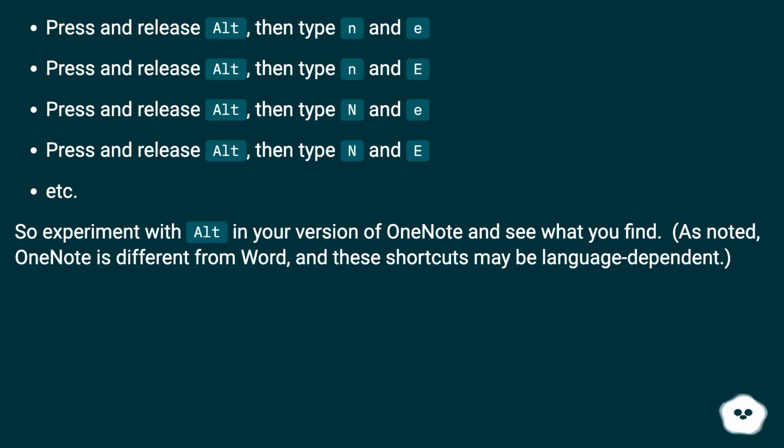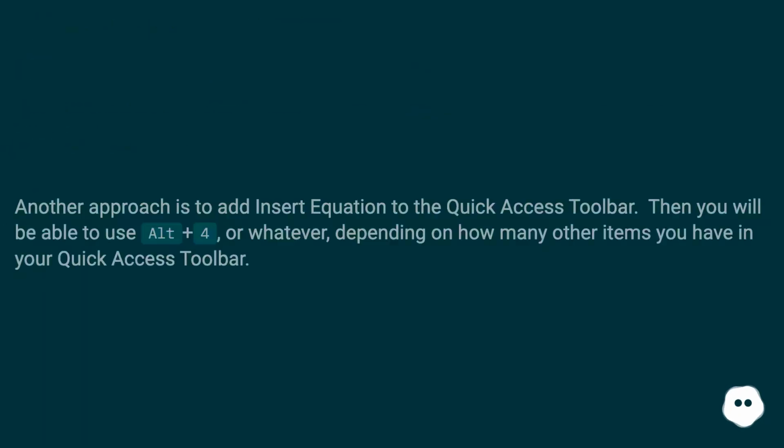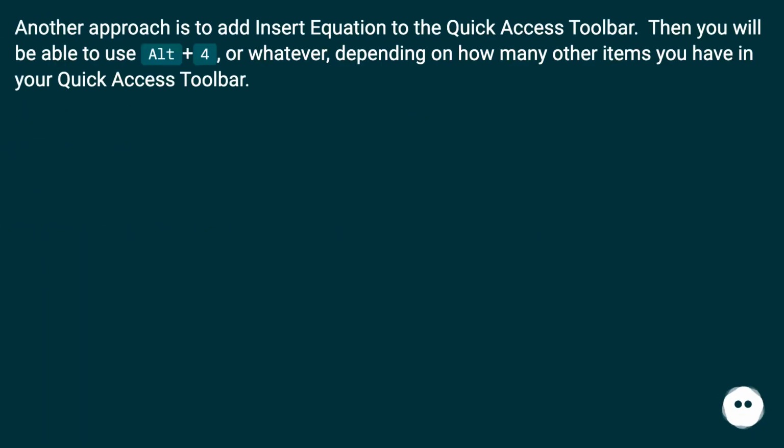So experiment with Alt in your version of OneNote and see what you find. As noted, OneNote is different from Word, and these shortcuts may be language dependent. Another approach is to add Insert Equation to the Quick Access toolbar. Then you will be able to use Alt plus 4, or whatever, depending on how many other items you have in your Quick Access toolbar.